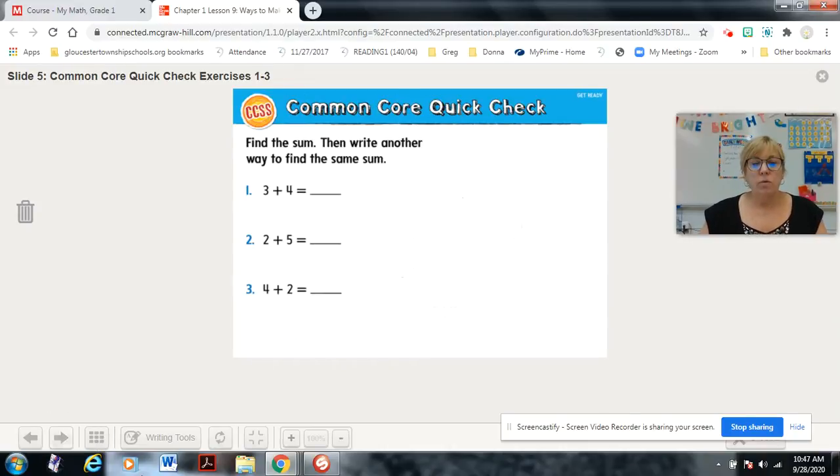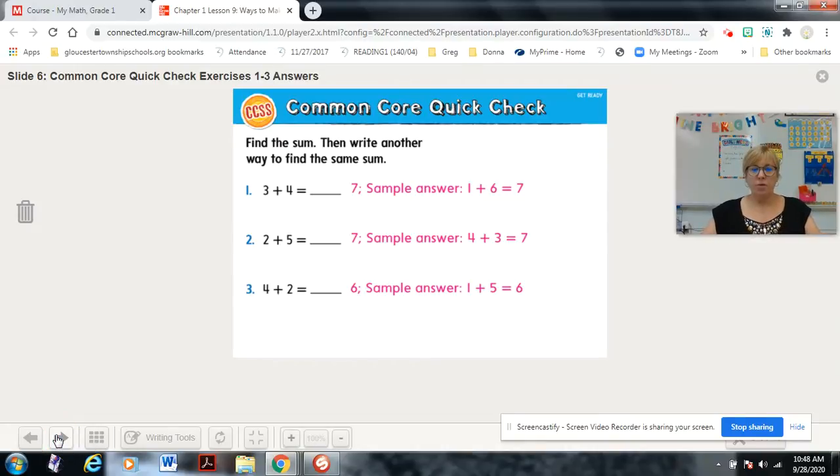Okay. Now, look at this. They want you to find the sum. Remember, the sum means the answer. I would like you to pause, use your counters, and figure out the sum. When you're ready, come back, okay, and check the answers.